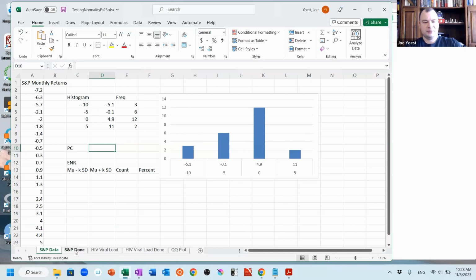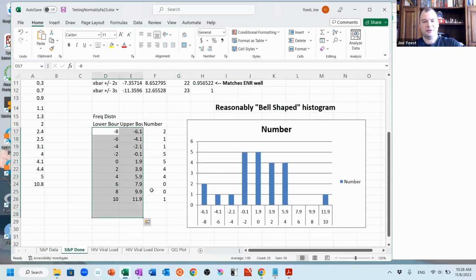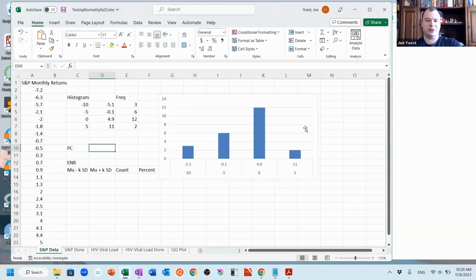But if I use a different set of bins, it looks a little more like a normal distribution. So we're not looking for a perfect bell shape. We're not going to get that with an N of only 20 or even 50 or 100, even if it came perfectly from a normal distribution. Just the random sampling is going to bounce things around a little bit. But this would be close enough. And even this would be close enough for me to be probably okay with calling this a normal distribution.